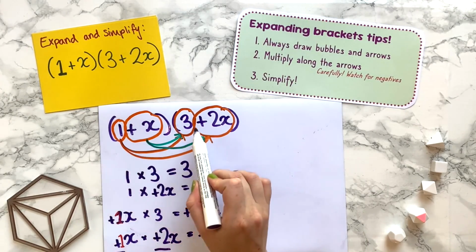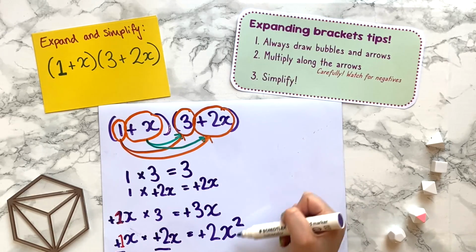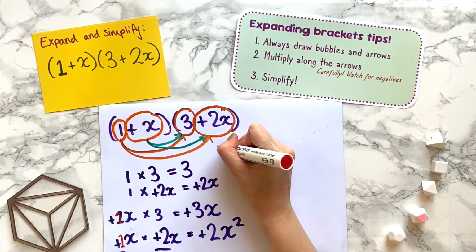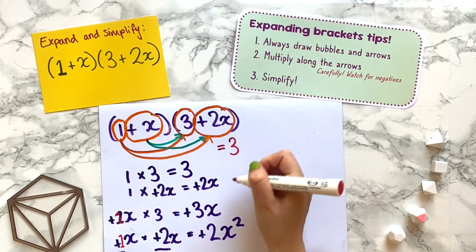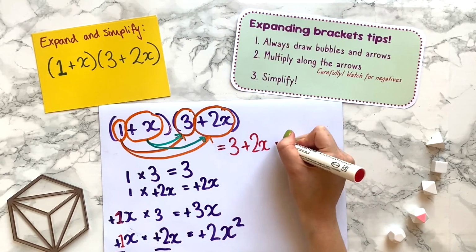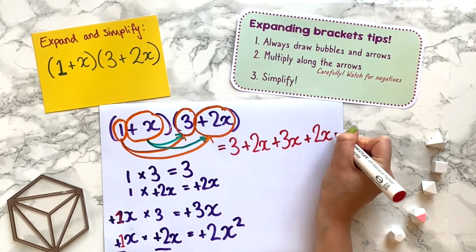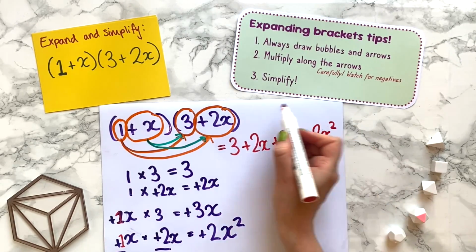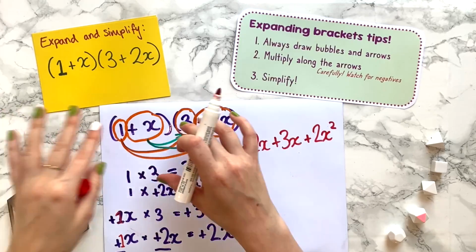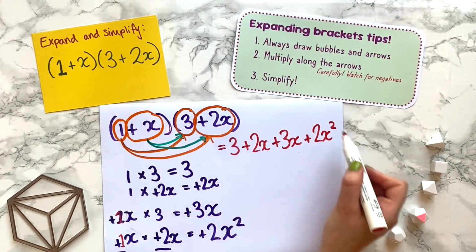So we've done all our multiplications. Much like with single brackets, we now just put together all the things we've written down here. So our final answer is going to be 3 plus 2x plus 3x plus 2x squared. This is our expression expanded. We've multiplied everything in the first bracket by everything in the second bracket, and we've got this result here.